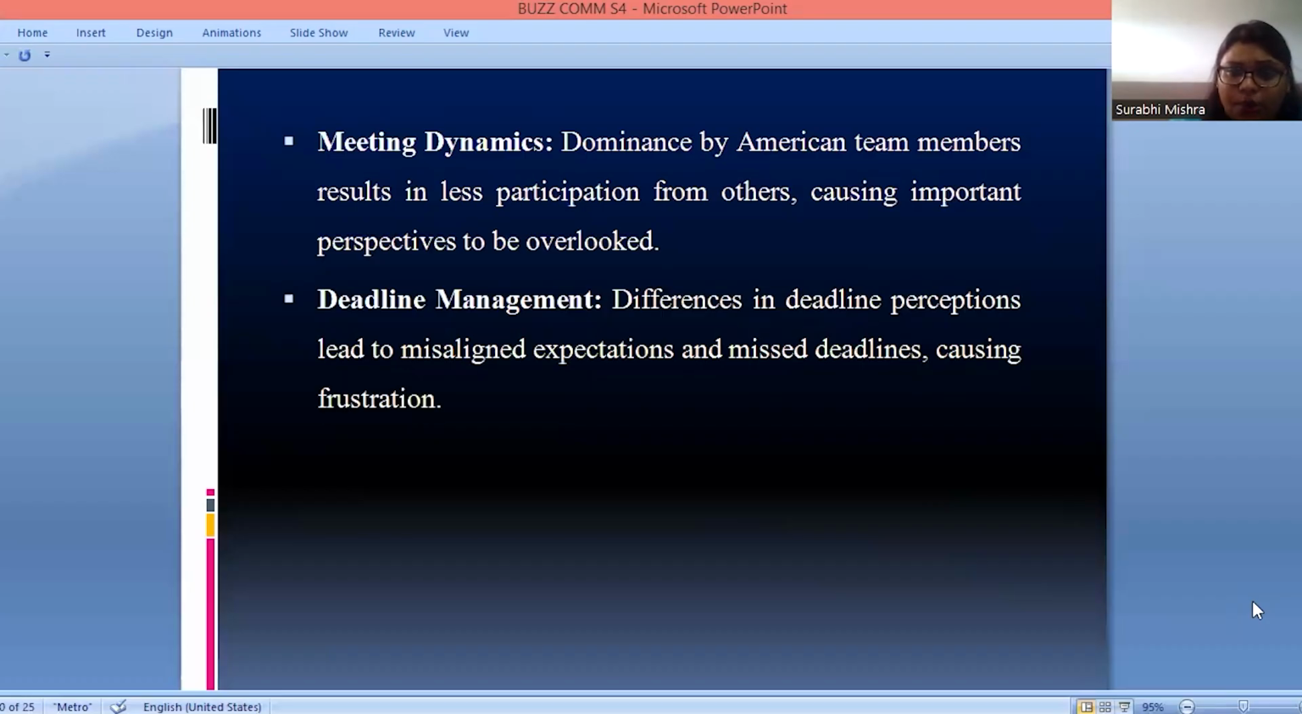Meeting dynamics. Dominance by American team members that results in less participation from others. As the American team members were dominating, they used to interrupt in between the discussion. So the other members were not able to participate in the meeting because every time American team members used to put their nose in the discussions, and the other people were not able to get the chance to participate in the discussion, and that was causing the perspective to be overlooked.